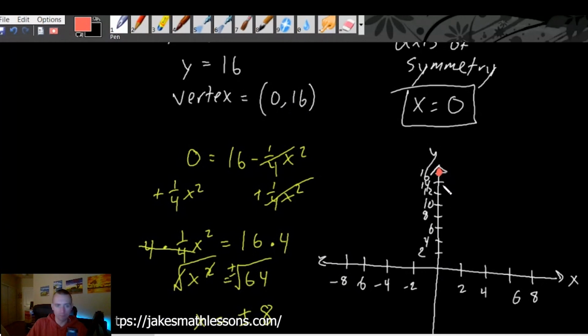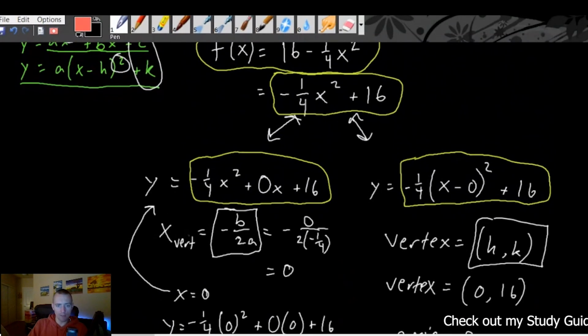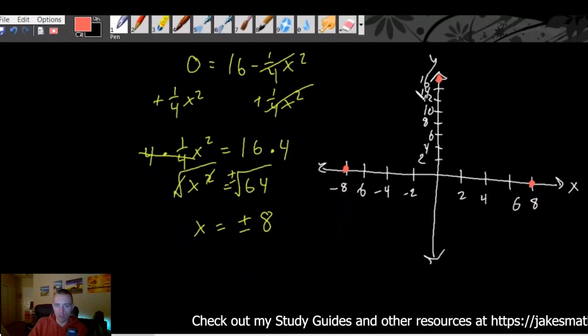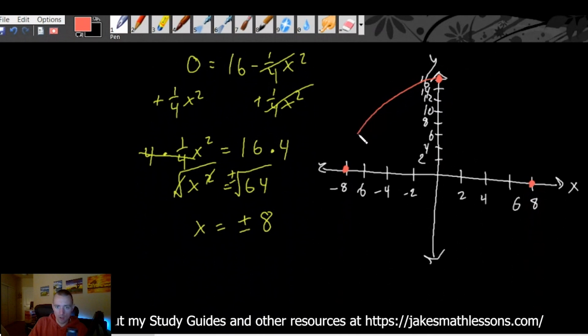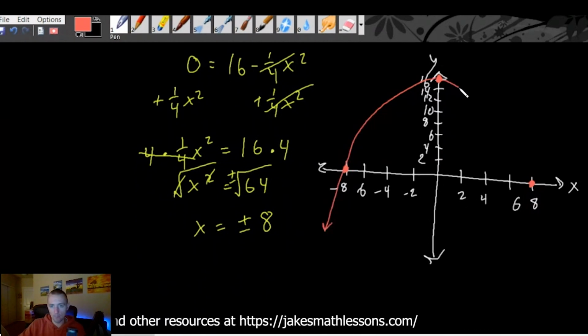So that'll be right there. Then we know that we have an x-intercept at -8 and at +8. So that'll be -8, +8 as our x-intercepts. And then since we had an a value, basically our x squared term had a negative coefficient, that tells us that it's going to be a downward facing parabola. So essentially we just draw a parabola from that vertex going down through those x-intercepts.